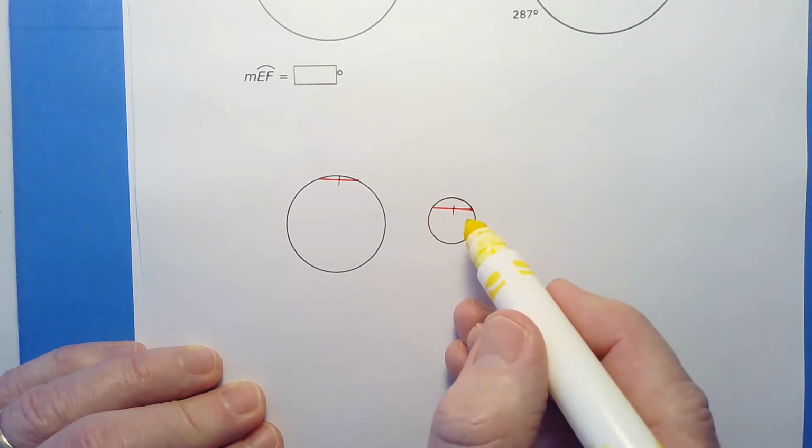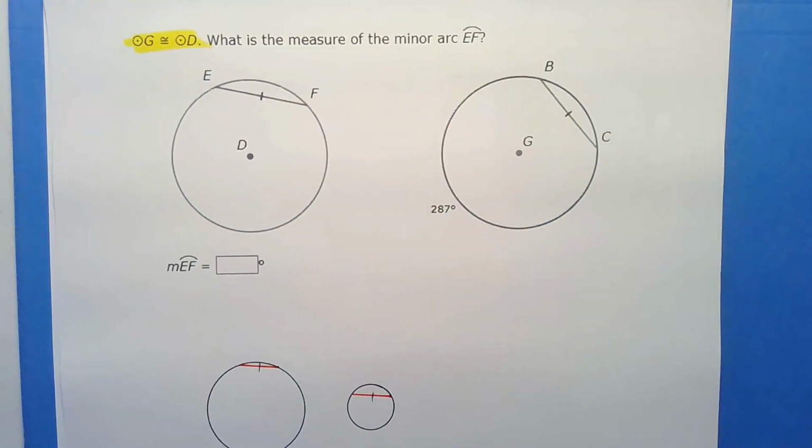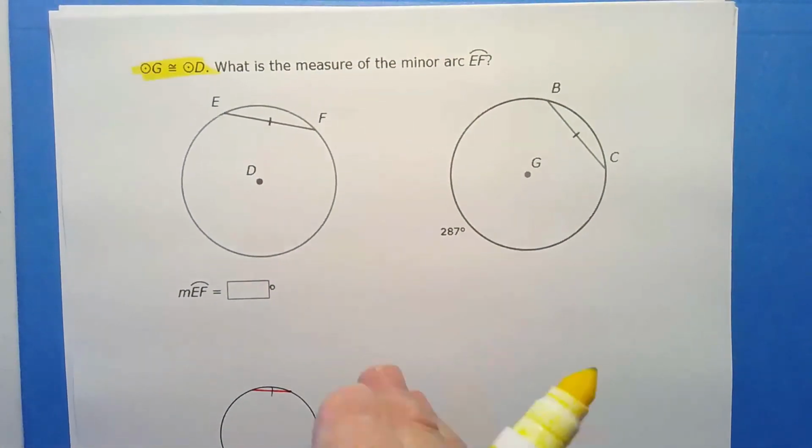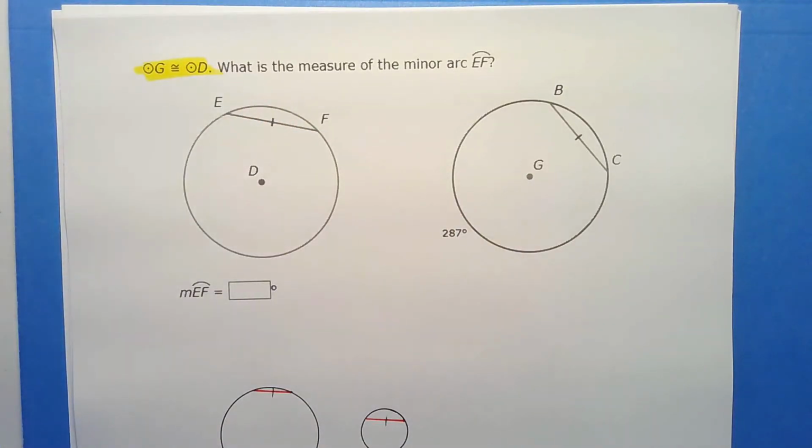Very different arcs, right? So don't just start blindly running forward and say, oh yeah, as long as I've got congruent chords. No, sure, if you've got two circles, it works, but only if the circles are congruent. Okay, be careful. All right, but we do have congruent circles, so hey, we can use it.